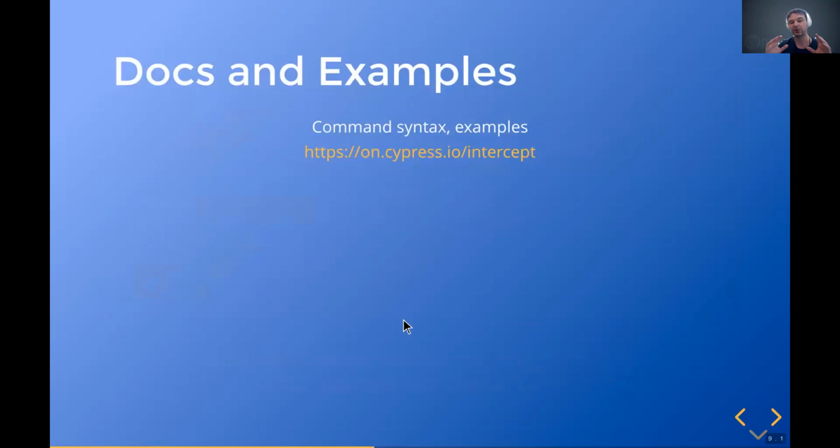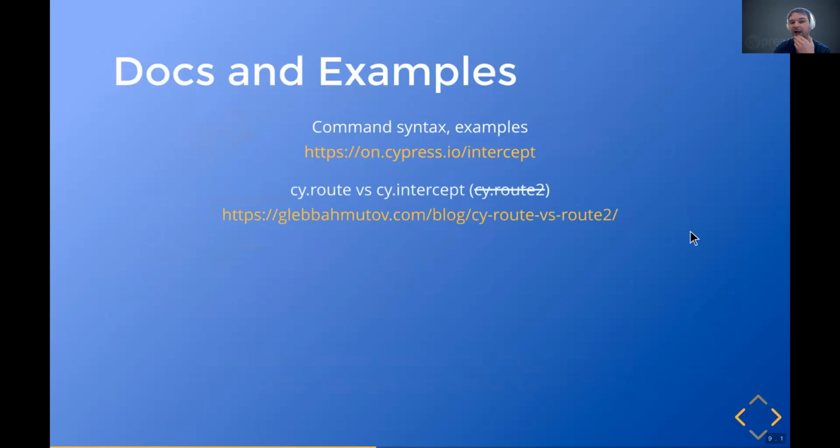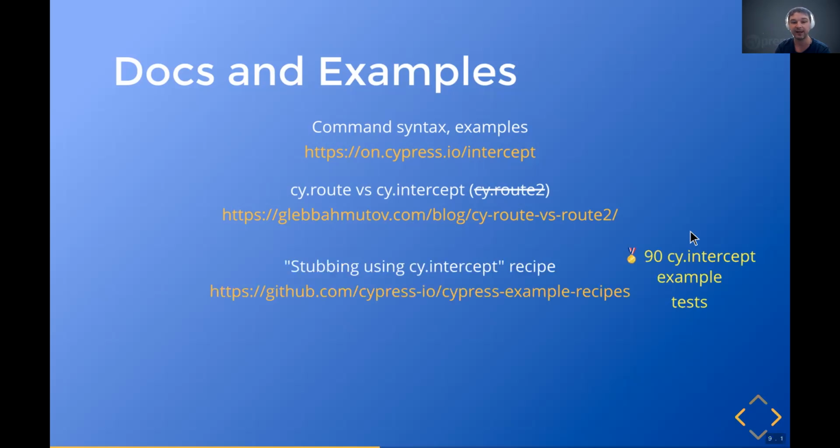Okay, so this presentation has a bunch of examples following this. I just want to say that we have a lot of docs and examples in the official cy.intercept command documentation page. I also have written a blog post where I show the difference between cy.route and cy.intercept, which we used to call cy.route2 during the experimental phase, but it's the same command. And we have in the Cypress example recipes repo a huge cy.intercept recipe that shows pretty much everything, how it works and how it should work.